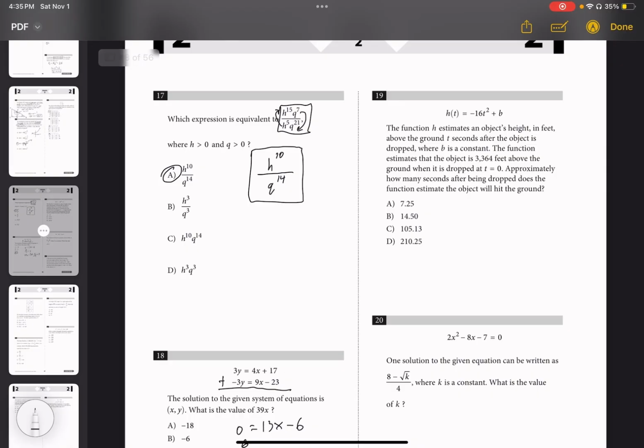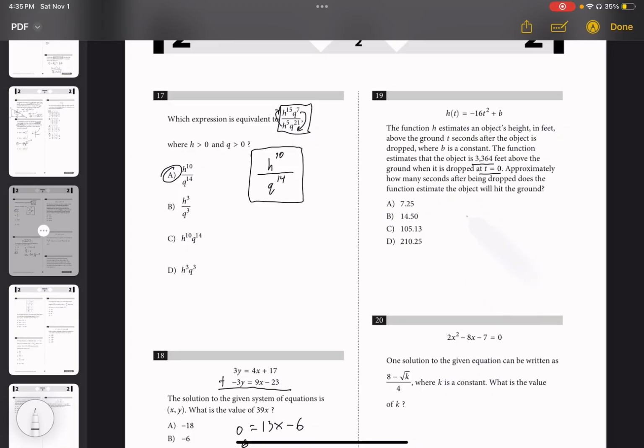Okay, now problem number 19. Function h estimates an object's height in feet above the ground t seconds after the object is dropped, where b is a constant. The function estimates that the object is 3,364 feet above the ground when it is dropped at time t equals 0. Approximately how many seconds after being dropped does the function estimate the object will hit the ground?